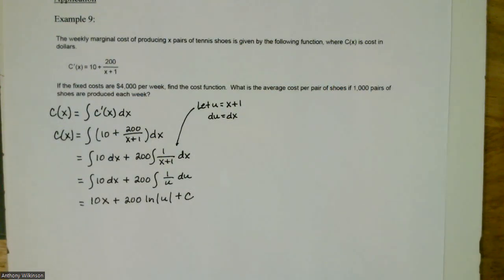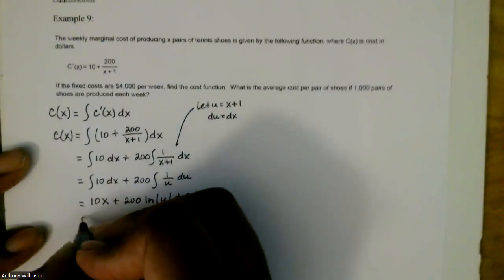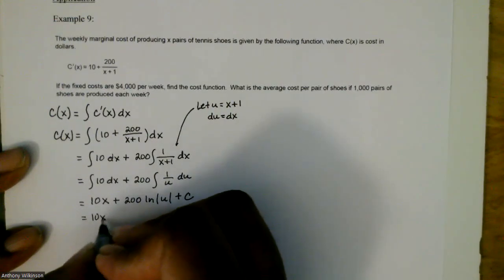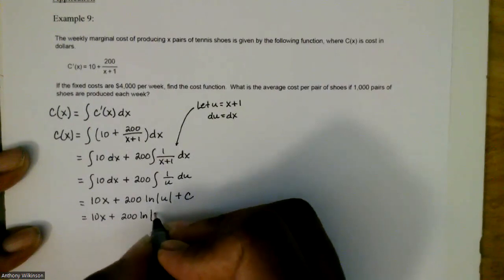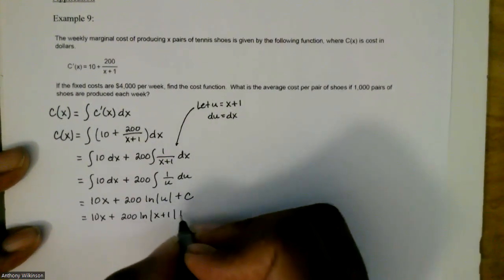All right, so I'm going to replace that u with that x plus 1 because I want that cost function to be in terms of x. So it'll be 10x plus 200 ln of the absolute value of x plus 1 plus c.